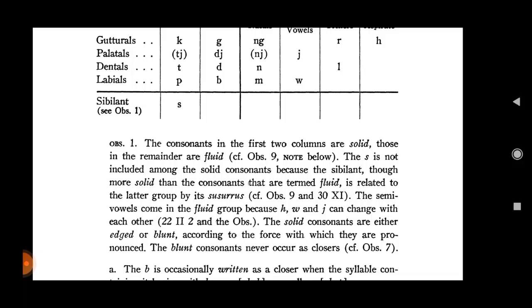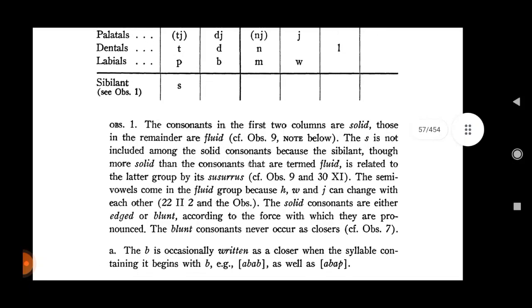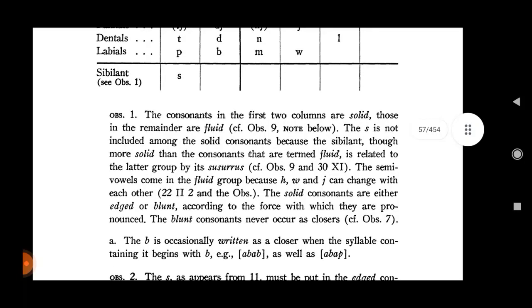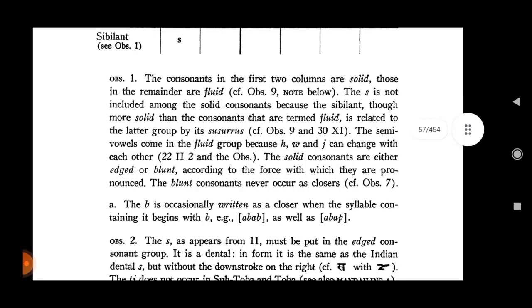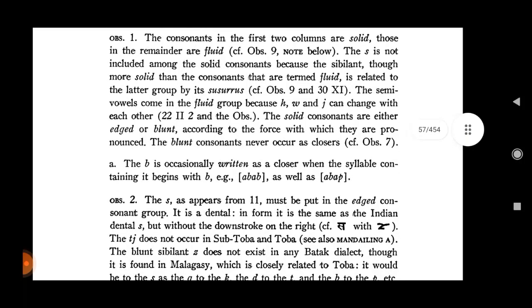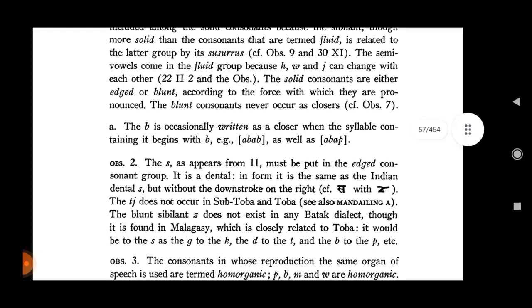The semi-vowels come in the fleet group because H, W, and J can change with each other. The solid consonants are either H or blunt, according to the force with which they are pronounced. The blunt consonants never occur as closures. Cf. Ops 7. The B is occasionally written as a closer when the syllable containing it begins with B, as above. Ops 2.